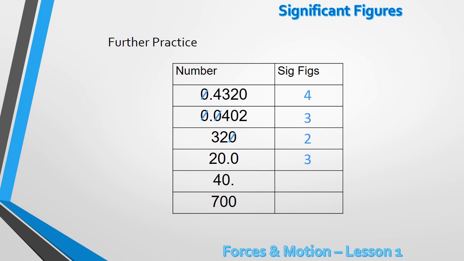40 with a decimal. I have a 0 at the end. There's a decimal, so it's significant, so I have 2 significant figures. And with 700, I have 2 zeros at the end. Since there is no decimal, zeros at the end are not significant, and that leaves me with 1 significant figure.